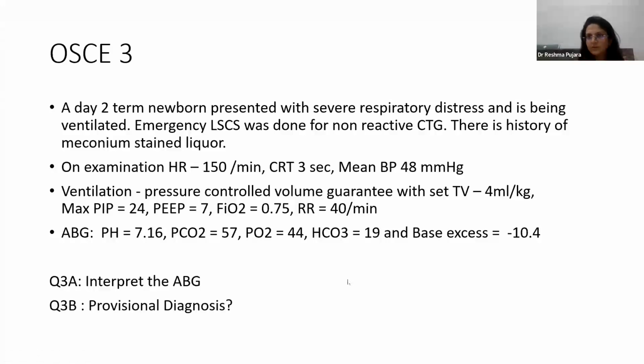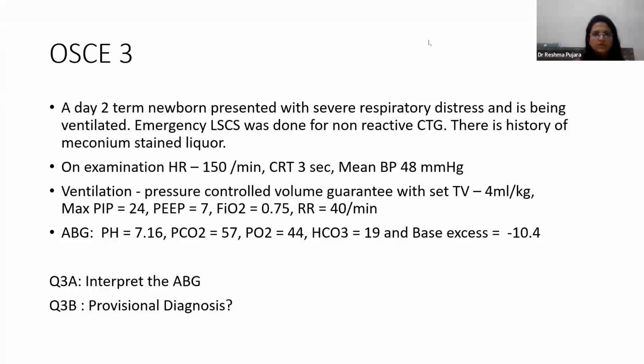Could you throw some light on the provisional diagnosis in this baby? What do you think is the possible diagnosis with this baby who is 2 days old? MAS with PPHN, right? Meconium aspiration syndrome, PPHN. Okay, great. It's very clear, right? From the history, from examination, as well as ventilatory settings and blood gas.